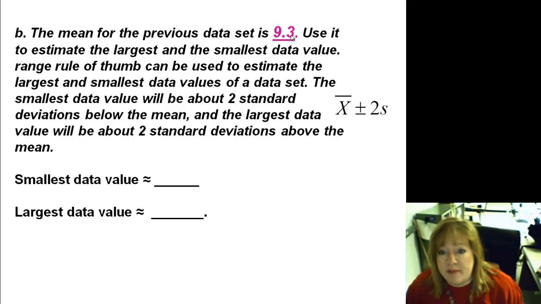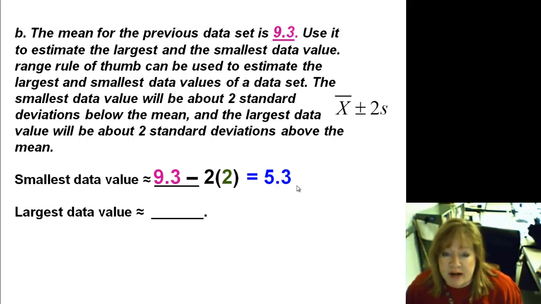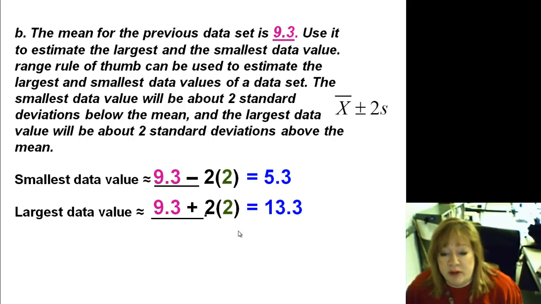So we're going to take the mean, which is 9.3, we're going to subtract 2 times 2, and we're going to add 2 times 2. So this will give us our smallest data value, which it says is 5.3. That's pretty close, because the smallest data value was actually 5. If we do the largest one, we'll have 9.3 plus 2 times 2. That's going to give us 13.3. A little bit higher, but that's okay.